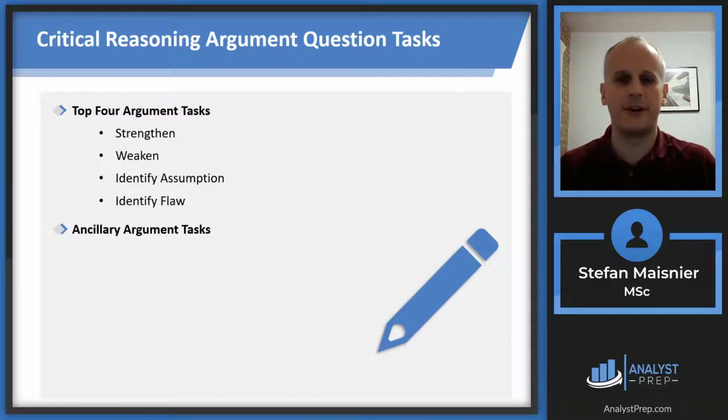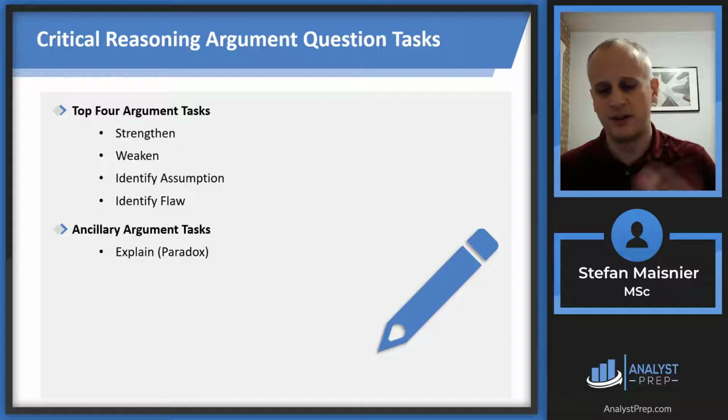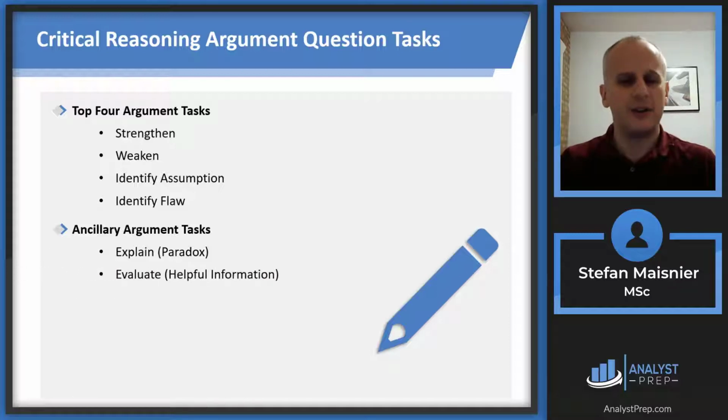Now, there are some other ancillary argument tests that we'll mention briefly. They will ultimately require you to do a lot of the same things that we're talking about here, but they're going to include things like explain or paradox questions. These are basically asking you to resolve a discrepancy or a contrast between the conclusion and whatever the evidence is. So you've got to find an unstated fact that relates this contradictory-seeming conclusion to the facts that led to it. You'll also have evaluate question tasks where they're basically asking you to find information that would be helpful to determine whether the conclusion is valid.